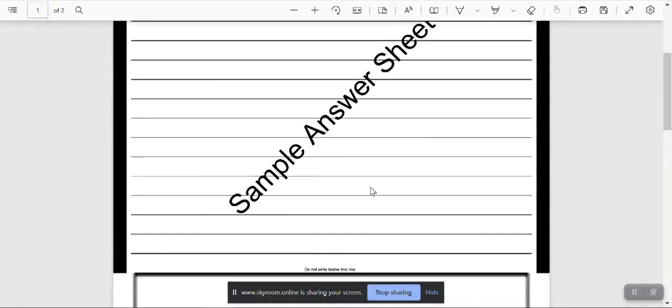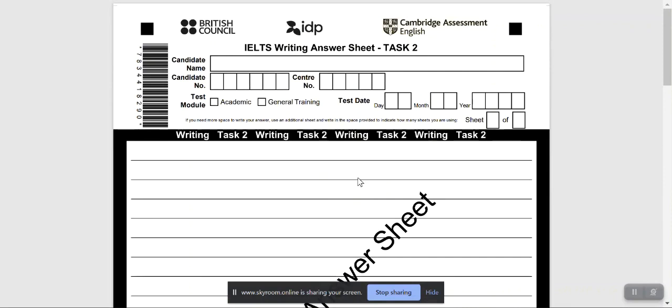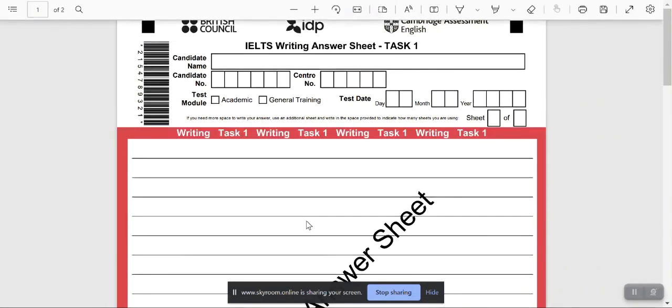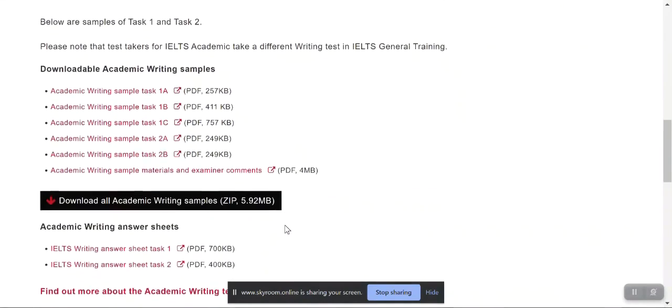And this is something called the sample answer sheet. You have to read, you have to write them here. This is for task 2, and this is for task 1. You have to write something here as well. Or maybe the institute will write it for you, but I don't know which one. Okay, let's go for task 2.